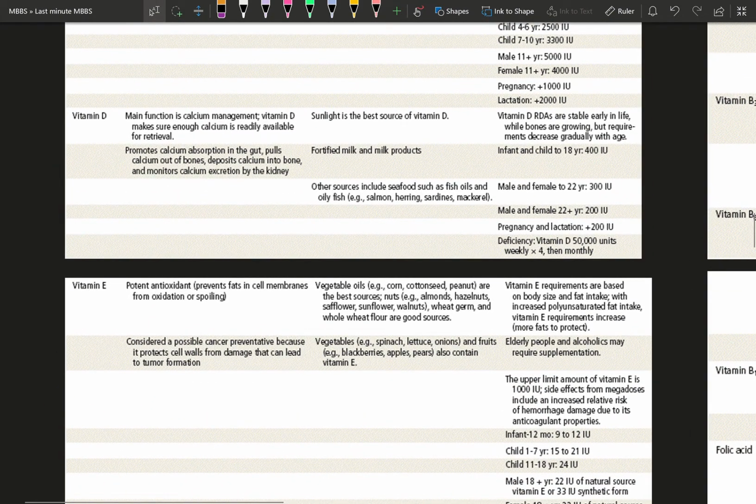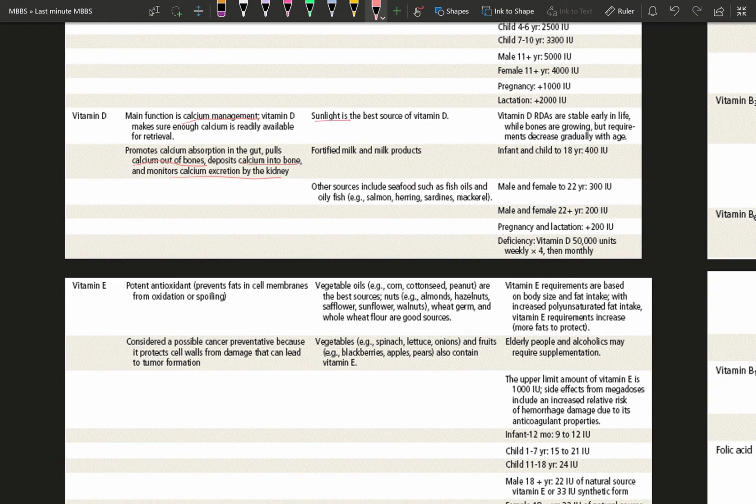Moving on to vitamin D. Vitamin D is closely associated with calcium management, and it also helps in giving more strength to the bones, and it deposits into the bone and monitors the calcium excretion by the kidney. So these are the important functions of calcium. Calcium is also used for muscle contraction, all those things you would already know from reading physiology. So the best source of vitamin D is sunlight.